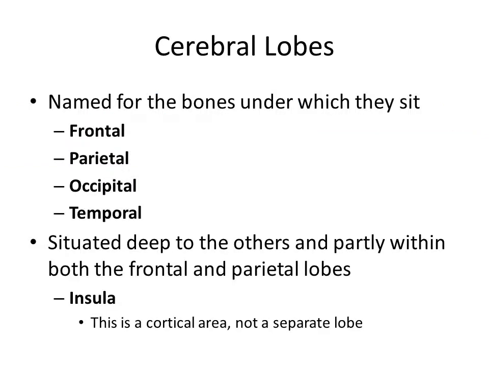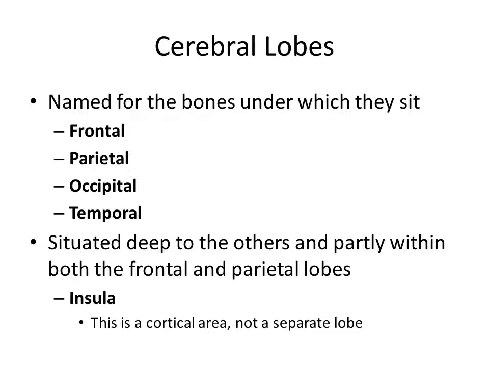Now that you've watched the video, we're going to talk a little bit more specifically about the different cerebral lobes. And in this part, we're going to focus on the frontal lobe. We have 4 cerebral lobes, and they're named for the bones under which they're situated: the frontal, parietal, occipital, and temporal.